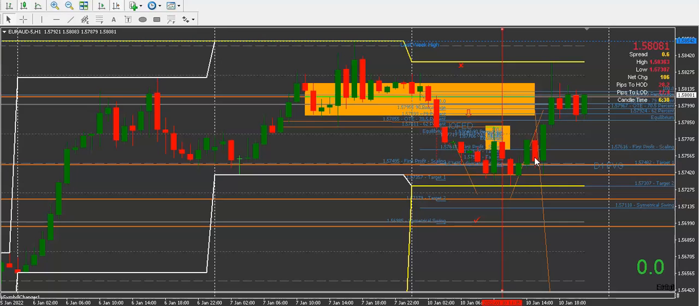And what time is this one? 15. It was 8 o'clock at night. Made the pullback into this order block. I mean 8 in the morning. New York opened and made a pullback into this here, and zoomed out of there.